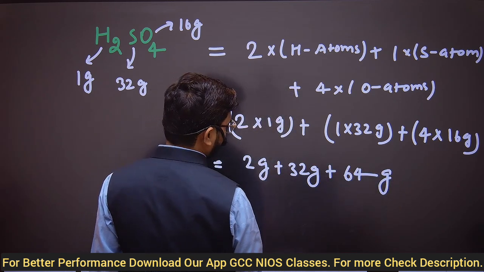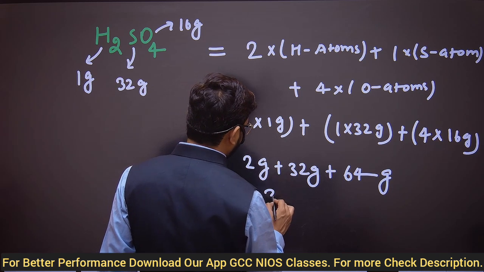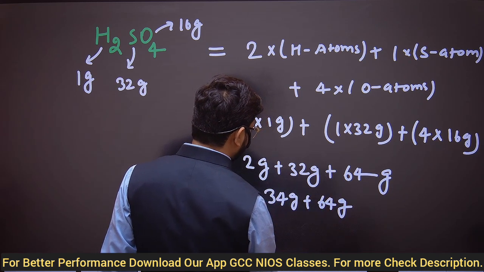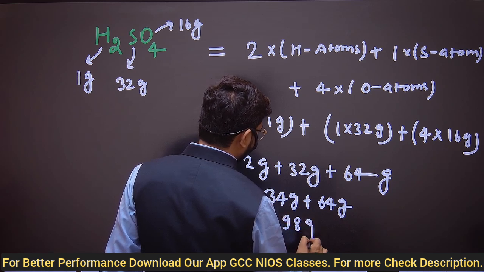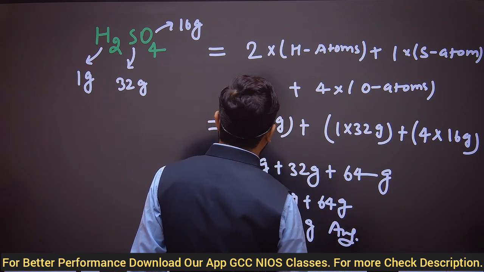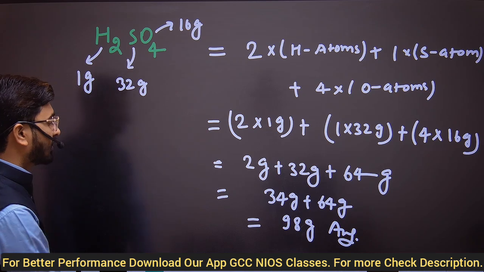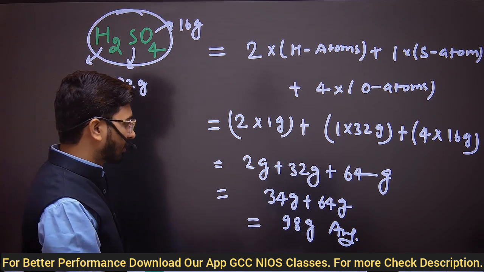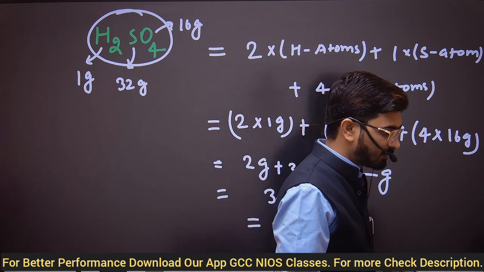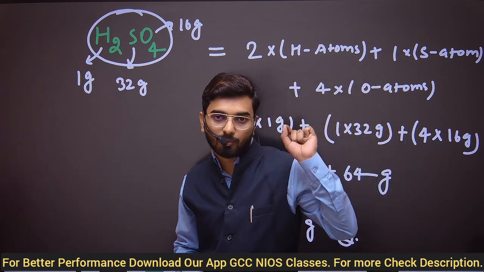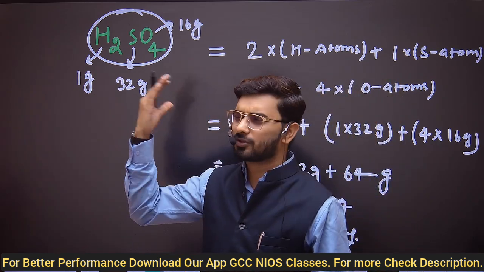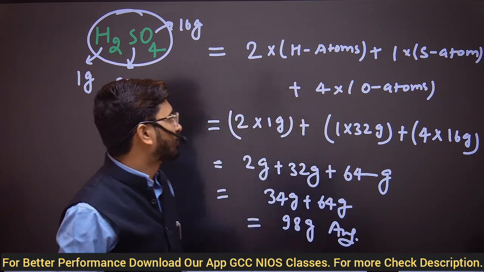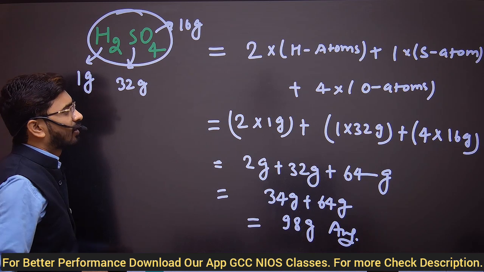After adding, we will get what? 34 gram plus 64 gram means what? 98 gram. And this is the answer. Answer means what? This is the molecular mass of this compound. So when we learn about the mole concept, they require the molecular masses, and also in different chapters of physical chemistry, it's required to write the molecular masses of these formulas.